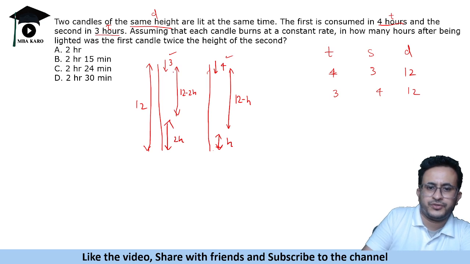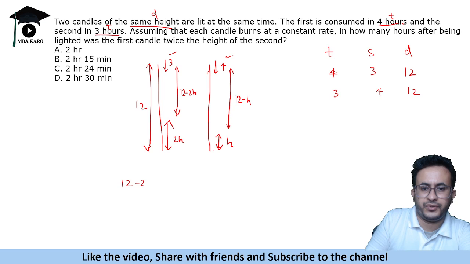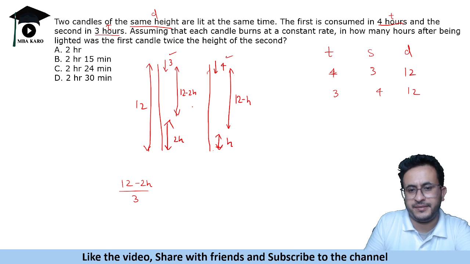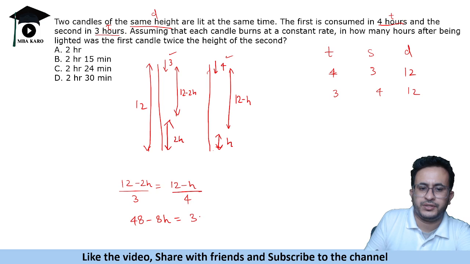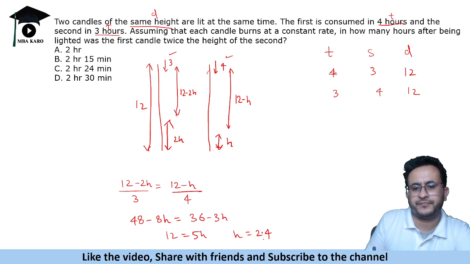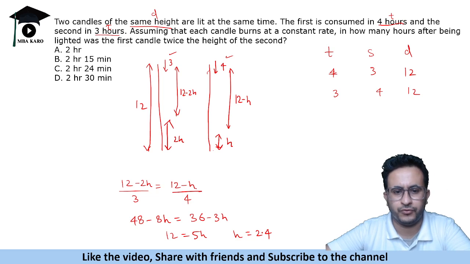So what is the time taken? Time taken is (12 minus 2h) upon 3, so that will be the same. Time taken would be the same for both, that is equal to 12 minus h by 4. That is the speed. So what do we get? 58 minus 8h is equal to 36 minus 3h. So we will get 12 is equal to 5h, or h is equal to 2.4. So that means h is 2.4 hours.